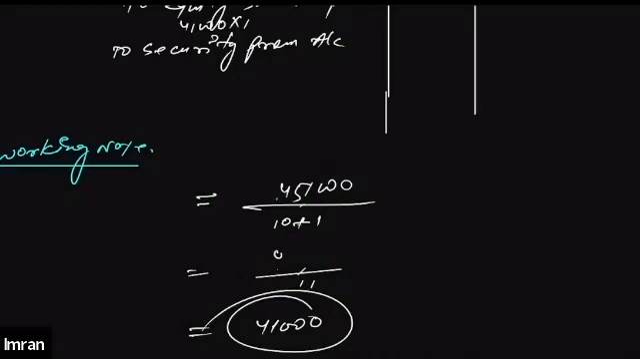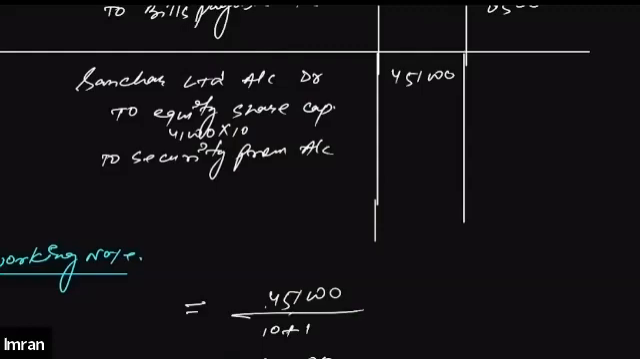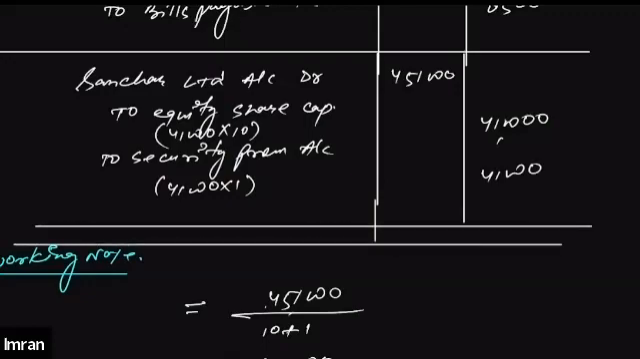41,000. And now you will multiply 41,000 by 10, and you will be getting 4,10,000. And the remaining amount will be credited to security premium reserve account. So for that, we need to multiply 41,000 with 1. So this will be 41,000. This is how we will be passing the journal entry for this question. I hope this question is clear, everybody.